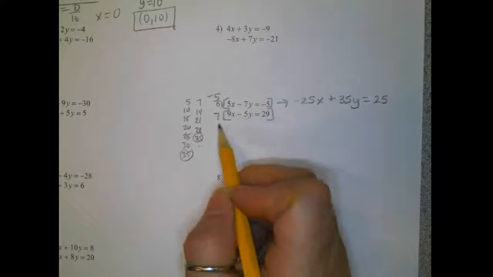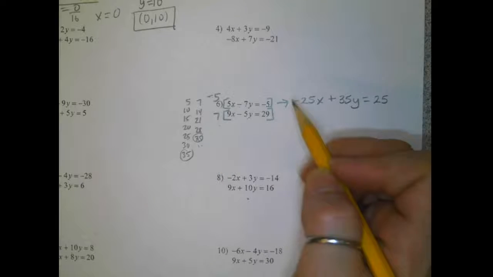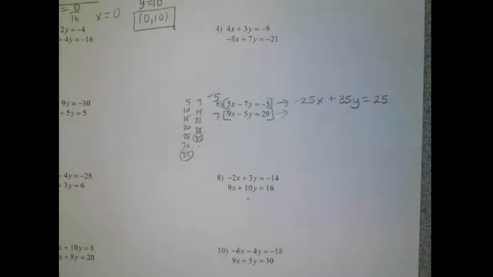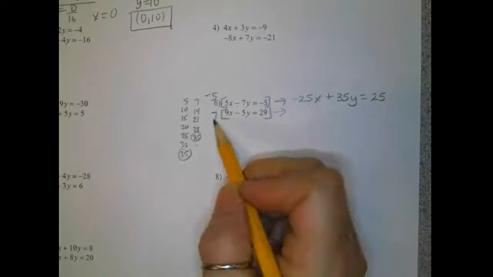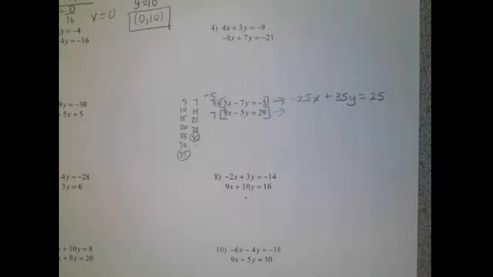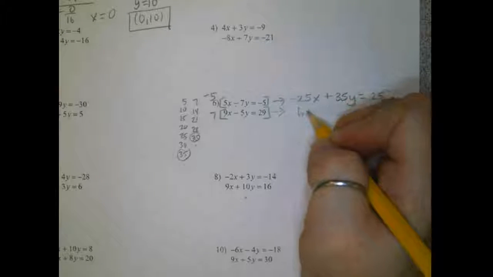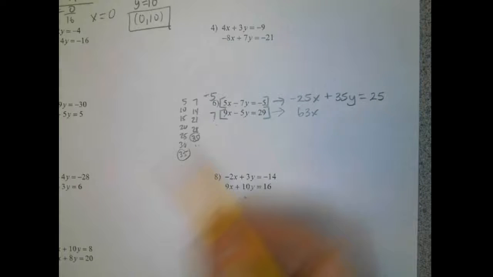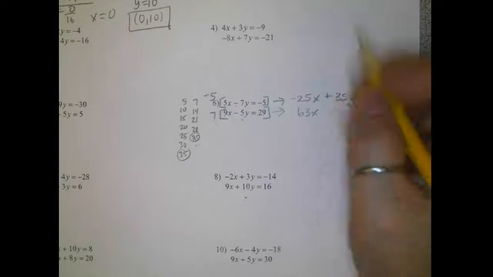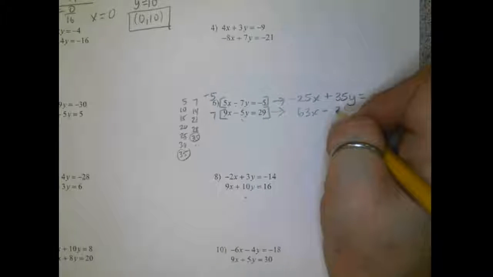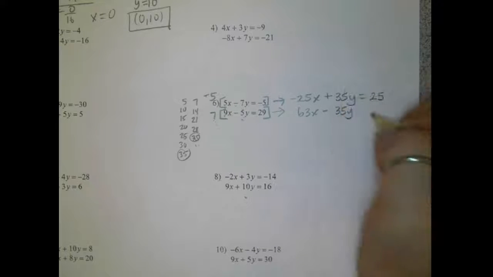But now I have to still multiply my bottom equation. And that's just that one extra step that you have to do this time. This time I might have to multiply both equations. Okay? So let's look at 7 times 9 is going to be what? 7 times 9 is what? 63x. And 7 times a negative 5 is going to be what? 35. So it's going to be negative 35y, and that's going to help me eliminate my y's.